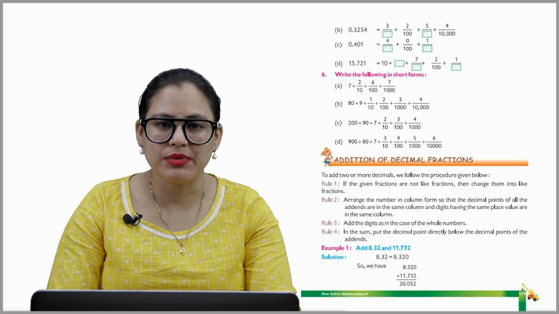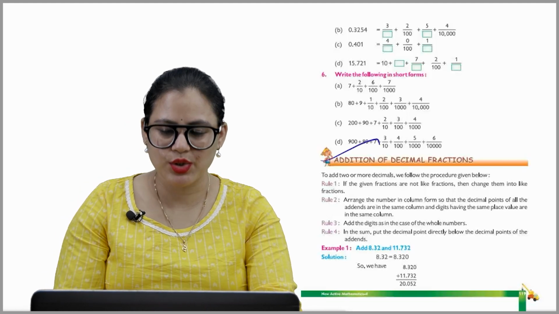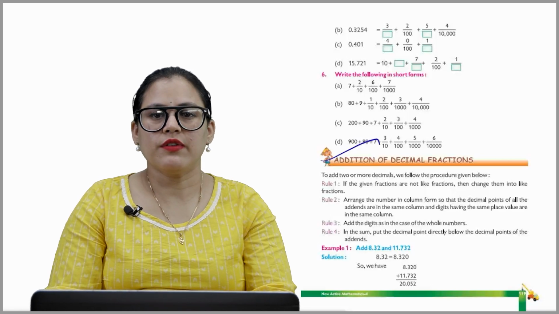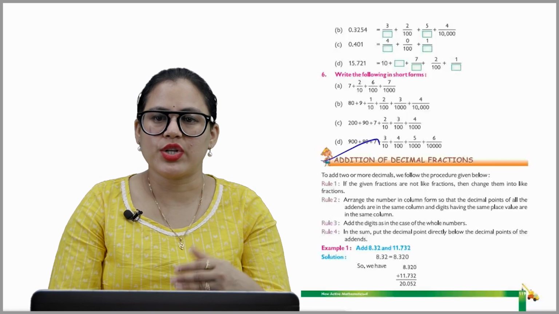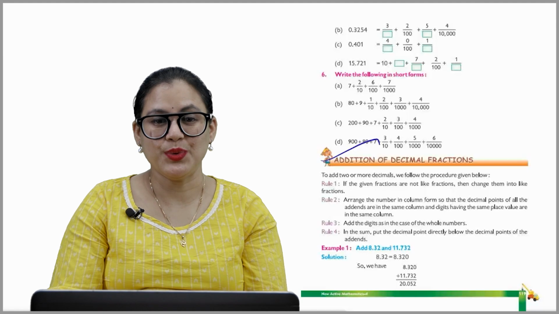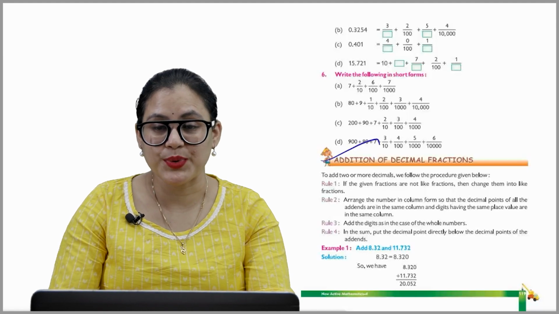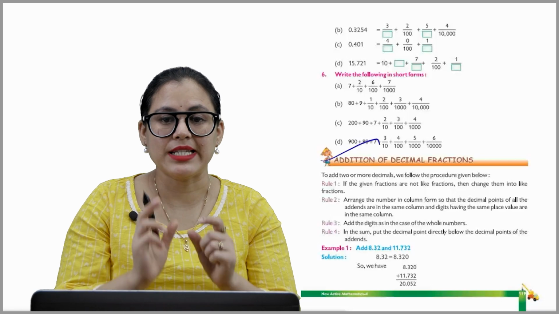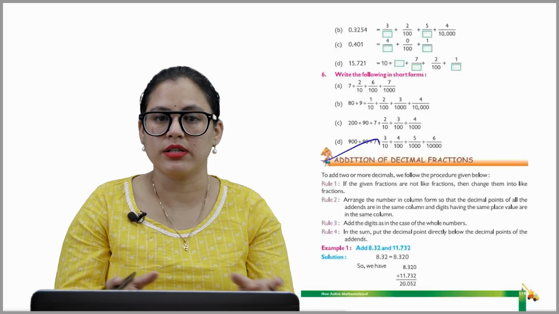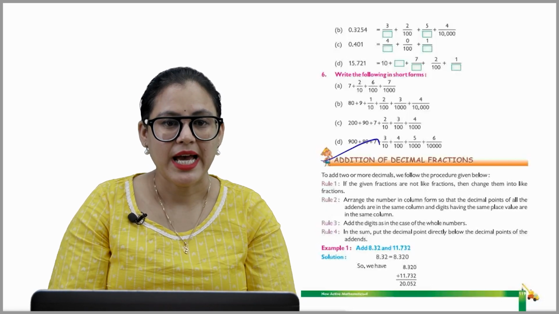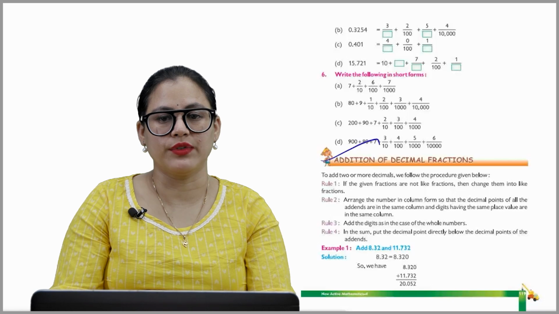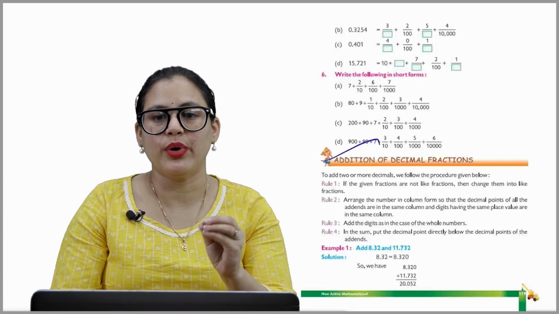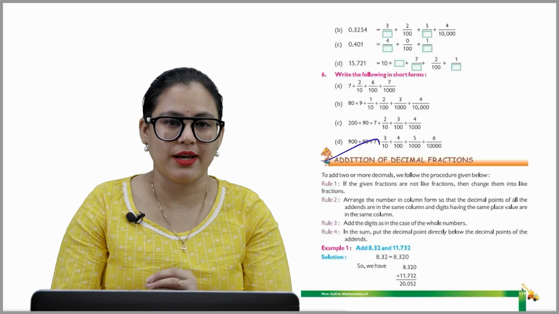Addition of decimal fractions. To add 2 or more decimals, we follow the procedure given below. Rule 1. If the given fractions are not like fractions, then change them into like fractions. Rule 2. Arrange the numbers in column form so that the decimal points of all the addends are in the same column and digits having the same place value are in the same column. Rule 3. Add the digits as in the case of whole numbers. Rule 4. In the sum, put the decimal point directly below the decimal points of the addends.